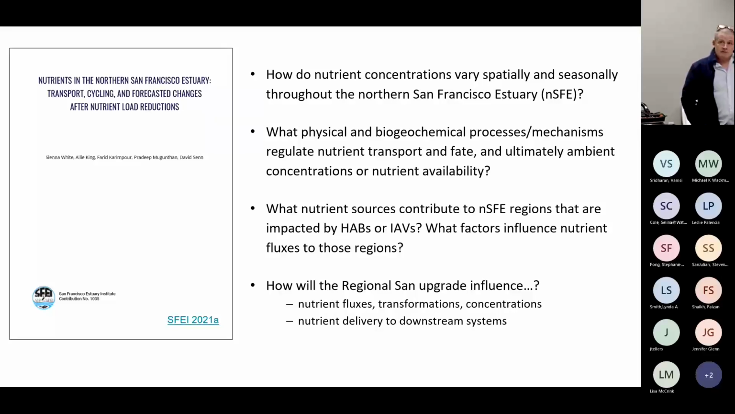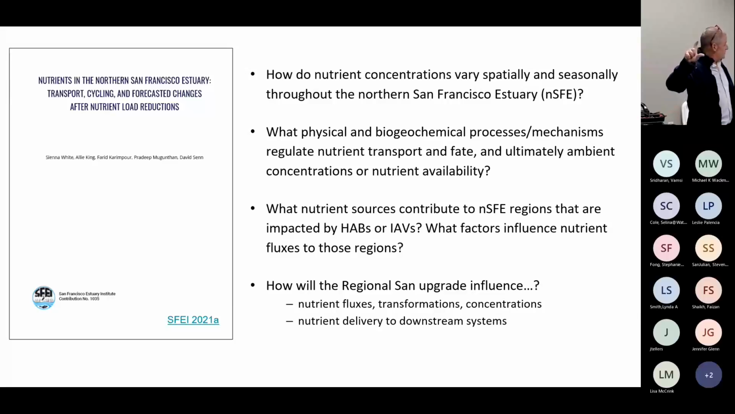And so the questions that we were exploring in this report were, how do nutrient concentrations vary spatially and seasonally throughout the estuary, the northern part of the estuary, Suisun Bay and the Delta? What physical and biogeochemical processes or mechanisms regulate nutrient transport and fate, and ultimately the concentrations or nutrient availability in the system? What nutrient sources contribute to regions that are impacted by HABs or invasive aquatic vegetation?